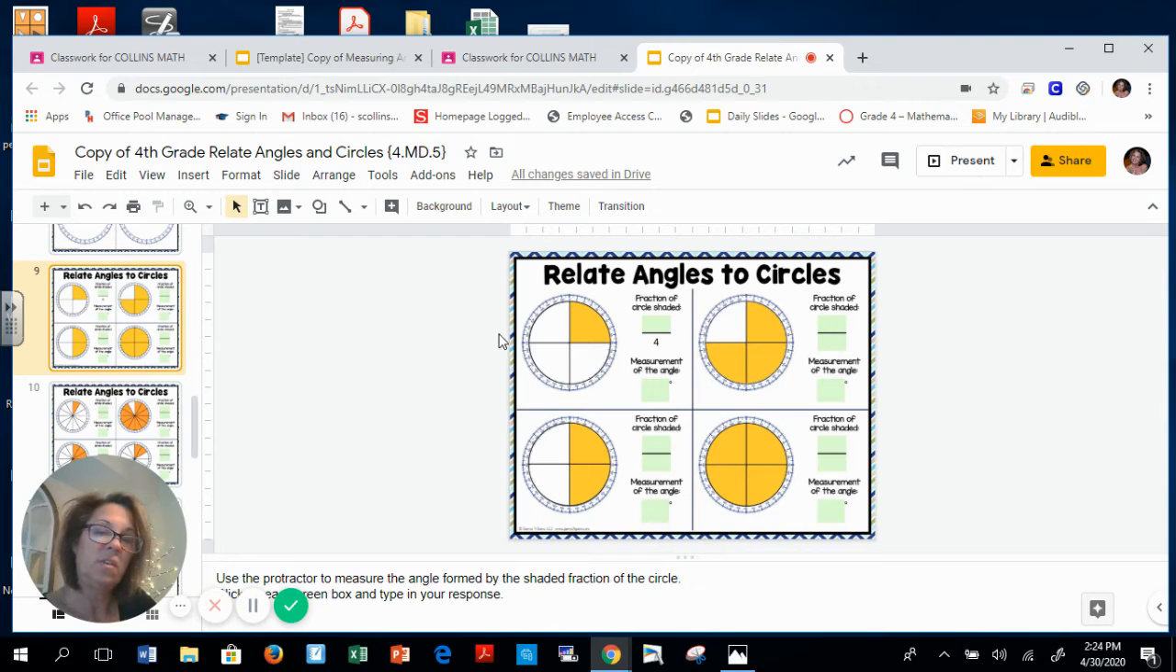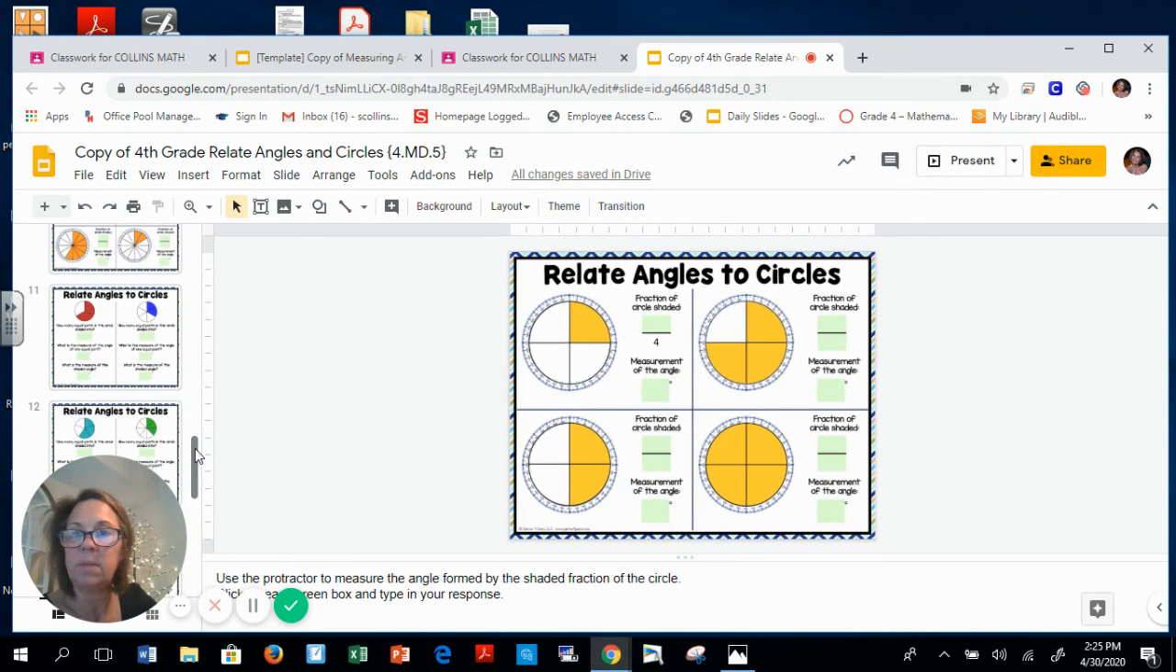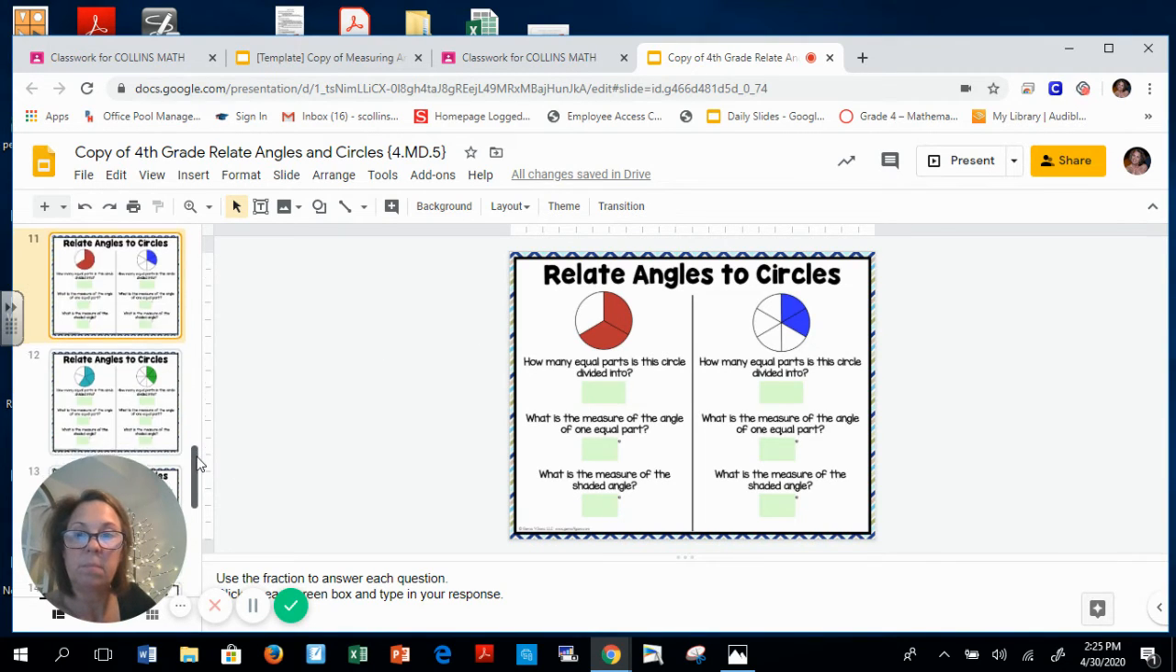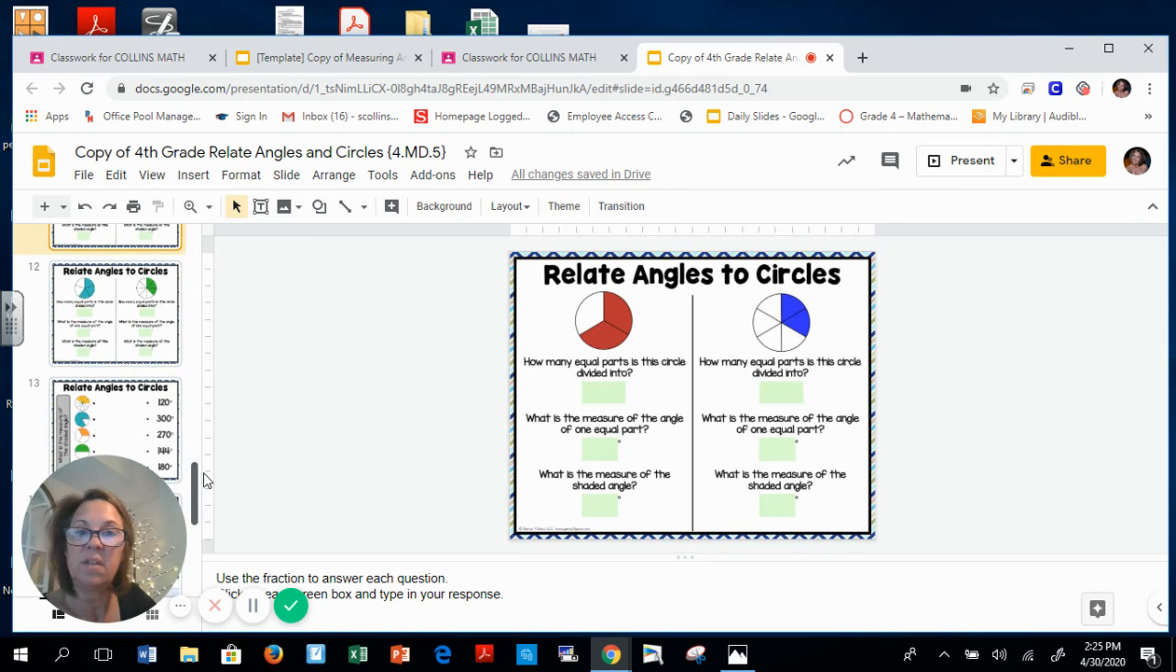Relate angles to circles. This is very similar to the first activity you did: the fraction of the circle that's shaded, how many shaded parts, 1, and then what would that measurement of the angle be? Well, it's divided into 4 parts. 360 divided by 4 would give you one of those parts. So that's like activity 1. Again, this is very similar. They have 3 questions for each of these circles. Just read the questions and type in your answer.